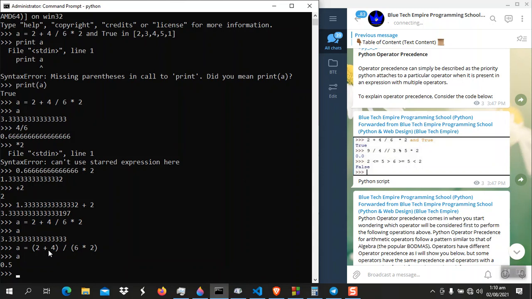Since bracket has the highest precedence, this is going to be evaluated, this is going to be evaluated, then the result is this is going to be divided by this. So we're going to have 6 divided by 12. So we have 0.5, that's half.